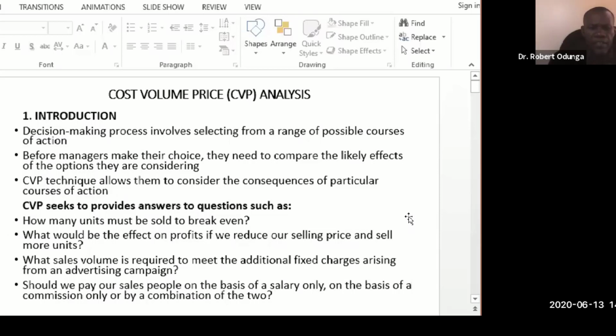Now, the CVP seeks to provide answers to questions such as, for example, how many units must be produced and sold to break even, all right?